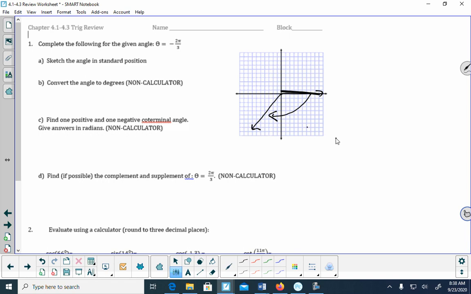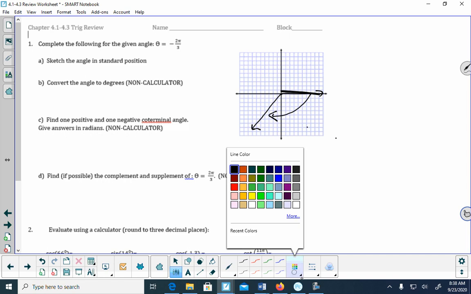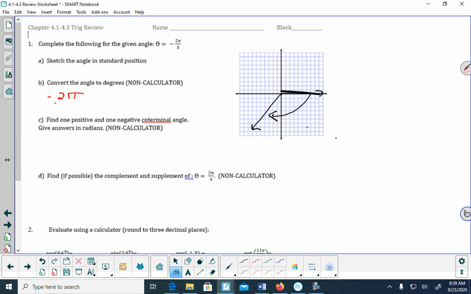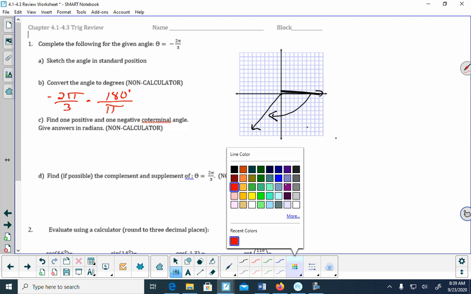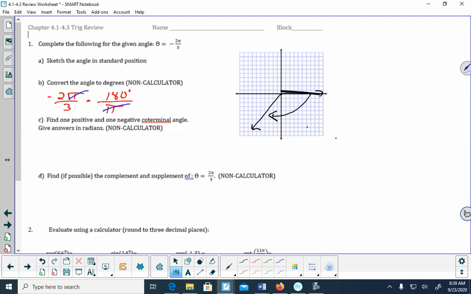Then it says convert the angle to degrees, and by non-calculator it means that I want to have an exact answer or leave the pi in it depending on which way I'm going. But you can use your calculator to help you if you need. So I'm going to have negative 2π over 3. To convert it to degrees, I'm going to have the pi in the denominator and the 180 degrees in the numerator. The reason I do this is that I can see that the units of pi will simplify. When I multiply straight across, I end up getting negative 120 degrees.